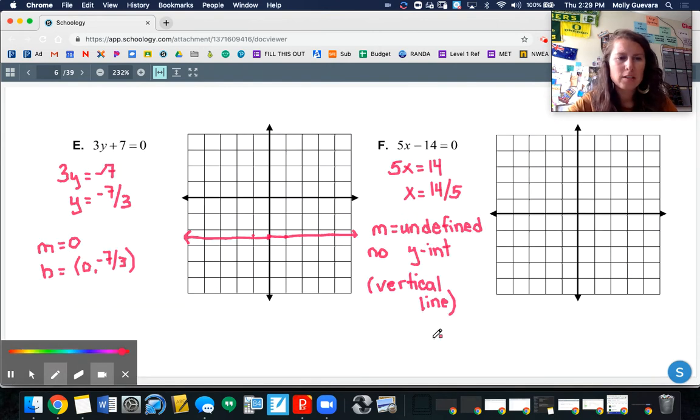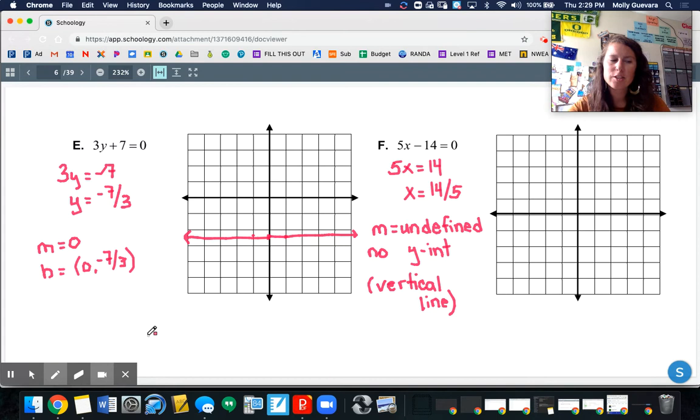Okay, so these two were a little bit more tricky. E was just like B up above, where I solve for y. Because there's no x, I get that the slope is 0. My y-intercept is -7 over 3, which is just slightly smaller than -2. So that's where I drew it here. Right, -2 would be -6 over 3. It's just one more third down from that.